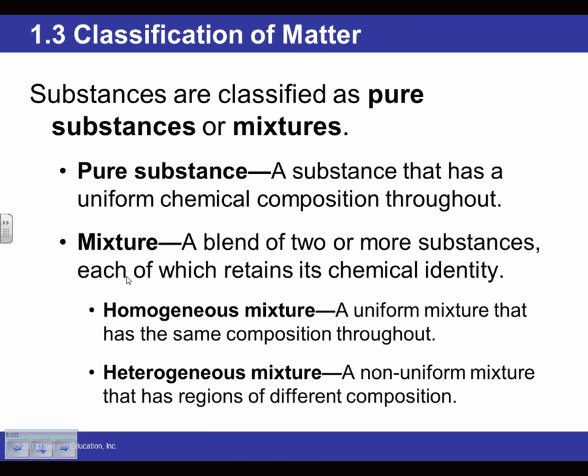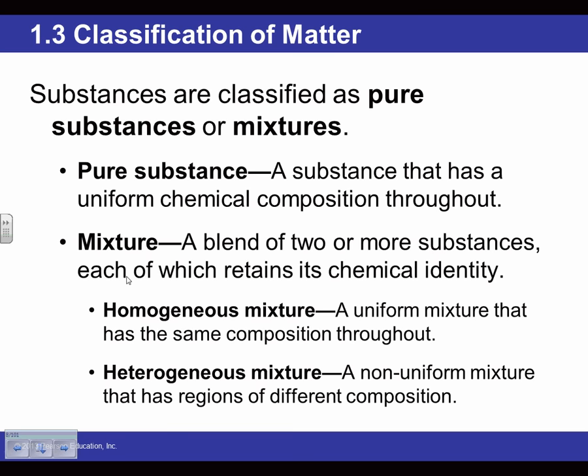Now, we're going to be talking about the differences between pure substances and mixtures. Pure substances have a uniform chemical composition, whereas mixtures can represent a blending of two or more substances. In a homogeneous mixture, the uniform mixture is more consistent throughout, and therefore the composition looks very similar. It's not easily discernible what is actually inside of that homogeneous mixture. For example, if I mix apple juice and orange juice together, that would be considered a homogeneous mixture.